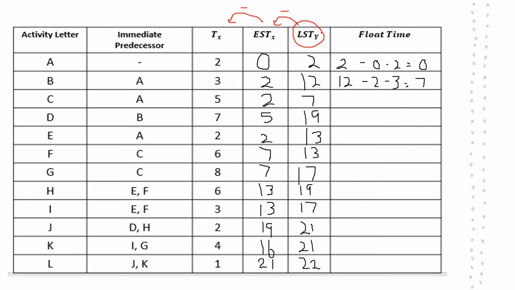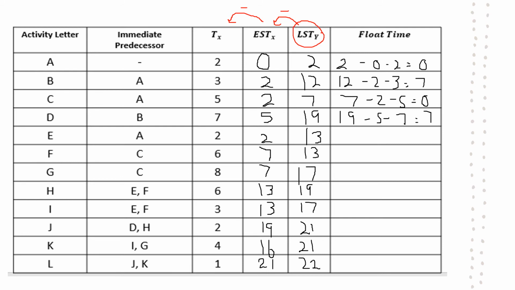So activity B can be delayed for 7 minutes without delaying the entire project. 7 take 2 take 5 equals 0. So therefore, activity C, yep, that was on the critical path that we established in the previous question. I'll do a couple more. Activity D, float time 19 take 5 take 7 equals, quick maths, 7.